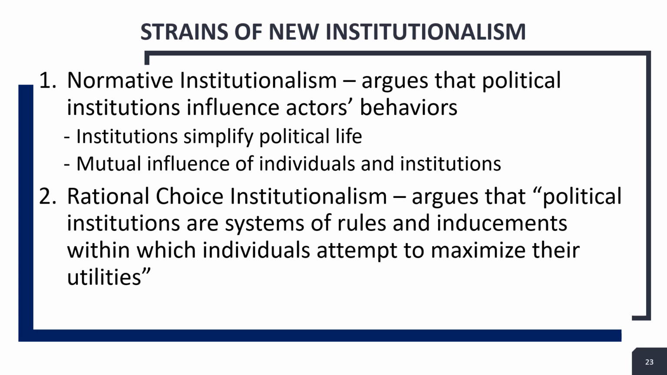So aside from just basic new institutionalism, there are many new kinds or strains of new institutionalism. There are many, but two of them are normative and rational choice institutionalism. So first, normative institutionalism. According to this, institutions influence actors' behaviors because they shape values, norms, interests, identities, and beliefs, thus simplifying political life. This is because it is easy to make decisions if actors are driven by institutional duties or what they ought to do for the institution. Second, rational choice institutionalism argues that within the context of institutions, people can still maximize their utilities, however constrained by rules and norms.